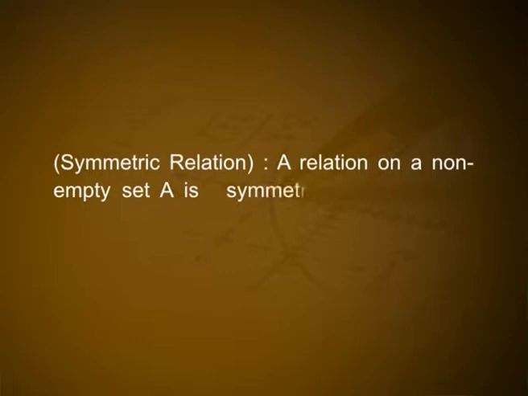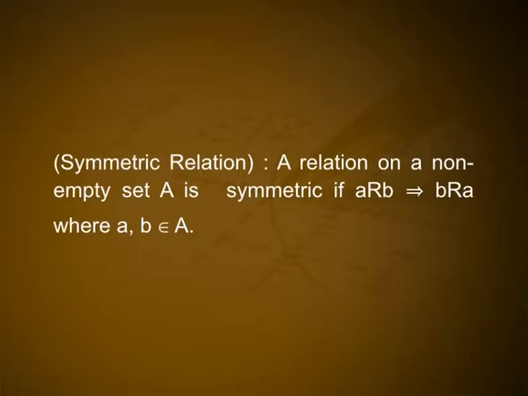The corresponding table will have check marks along the main diagonal. Next, symmetric relation. A relation on a non-empty set A is symmetric if a related to b implies b related to a, where a, b belong to A. The corresponding table will be symmetric about the main diagonal.